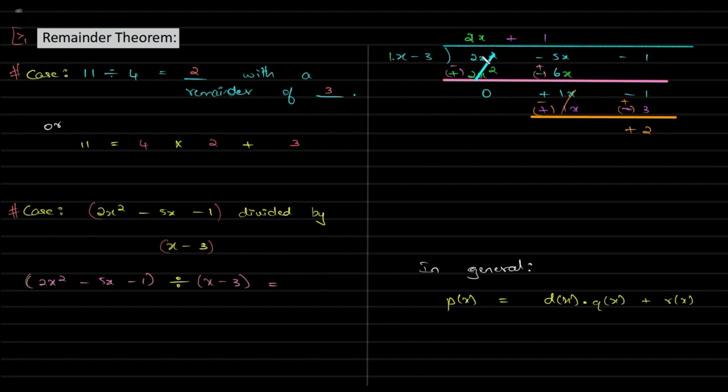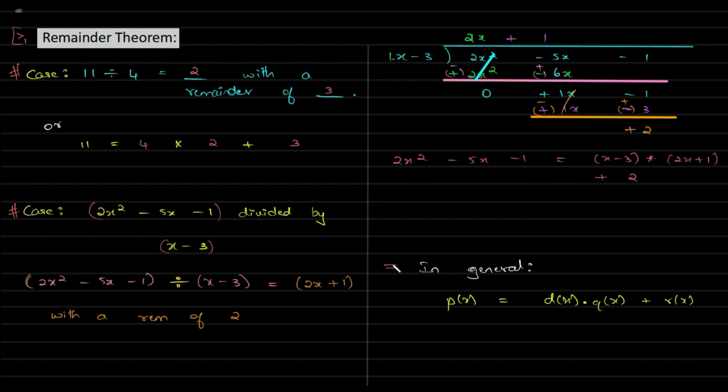This is your dividend, divisor, quotient and remainder, right? So basically we can write this as 2x plus 1 is what we get with the remainder of 2. So we can rewrite in a similar manner as 2x square minus 5x minus 1 is equal to x minus 3 into the quotient plus the remainder.